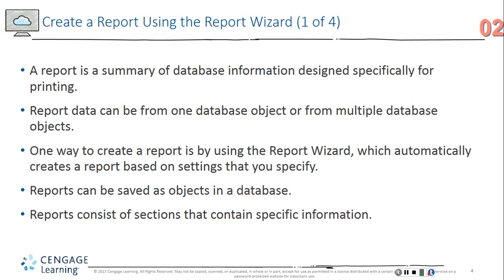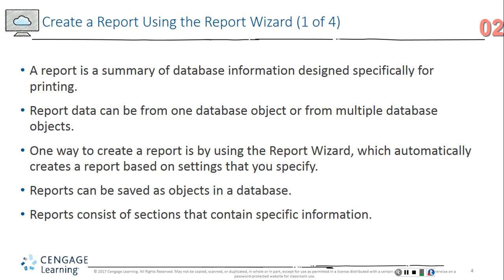And one way to create a report is by using Report Wizard, which I highly recommend. That automatically creates a report based on the settings that you specified. It just walks you through the steps to create a report. And quite frankly, I recommend using all of the Access wizards that are available to you for tables, for queries, for forms, and for reports. You can use those to make creating those objects a little bit easier. And reports can be saved as objects in a database, obviously, because they're one of the 4 objects that we talk about in this course.